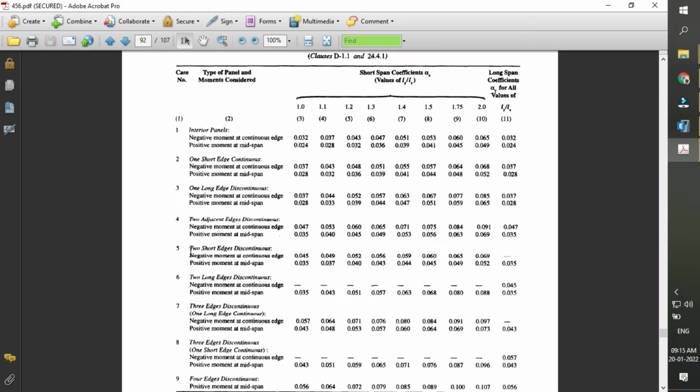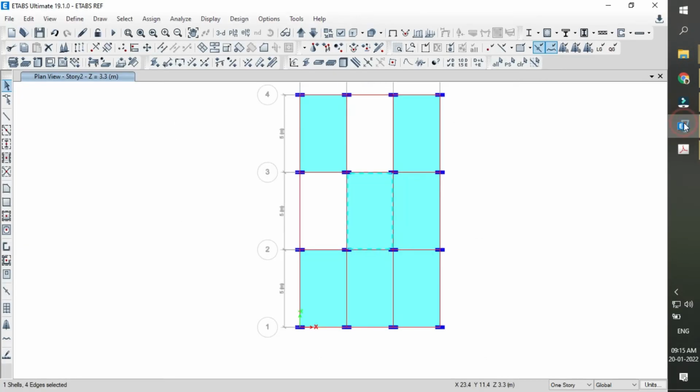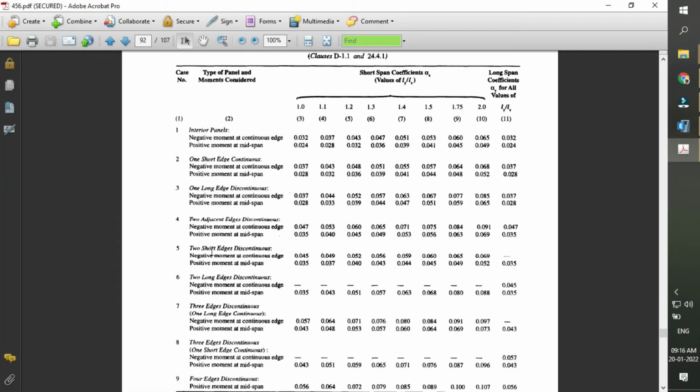And number 5, two short edges discontinuous, which means again I undo this and delete these two slabs. So this slab is to be considered as two short edges discontinuous. This is your short span, and on these two sides there is no continuous slab. So this slab is to be considered as case number 5.